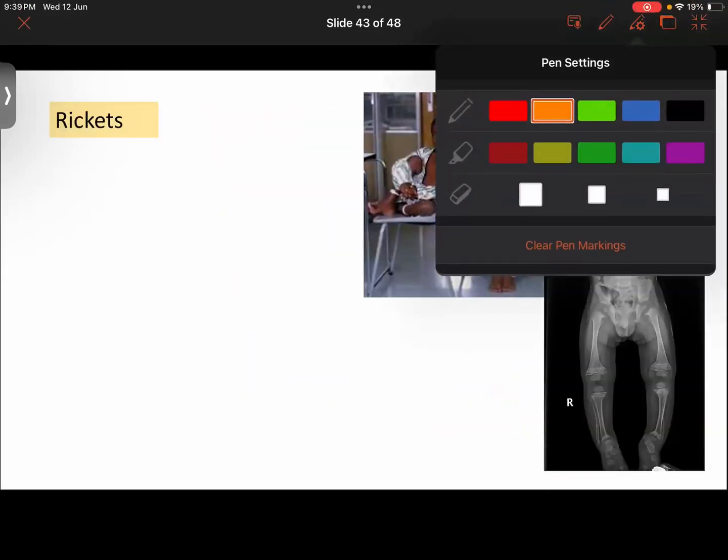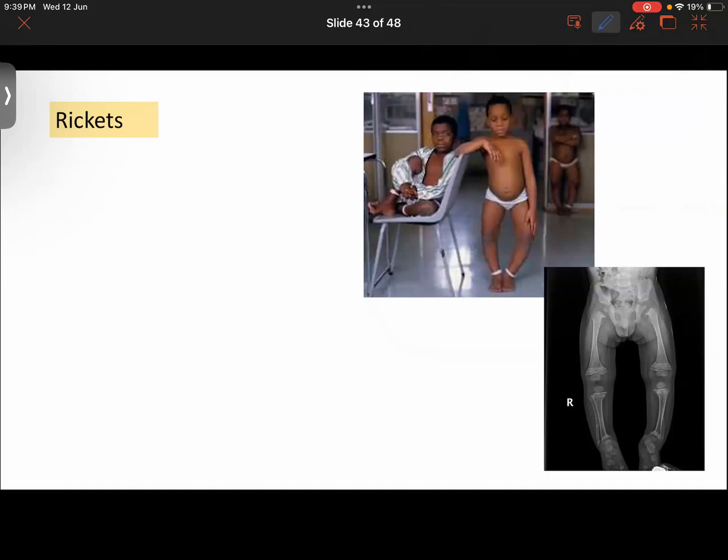Okay, now look at this image over here. This boy, look at the x-ray of the bone of this boy. The boy is suffering from a condition called rickets. Why does rickets happen? It happens because of a vitamin deficiency disease, not in a general sense, it's a particular vitamin. Deficiency of vitamin D. Very good.